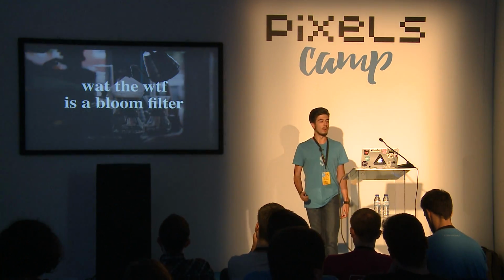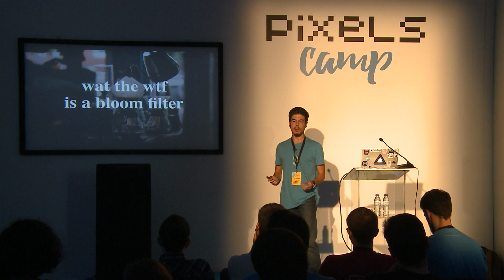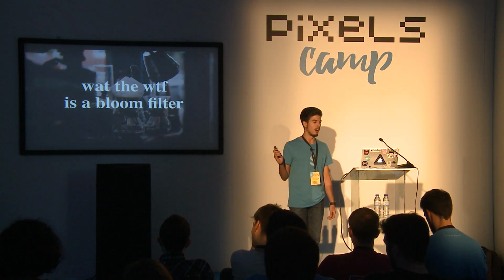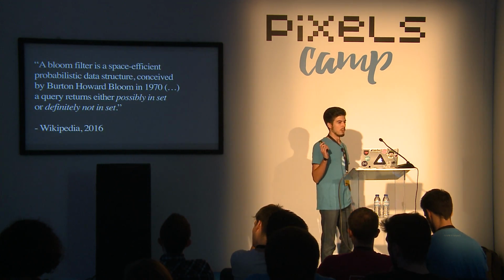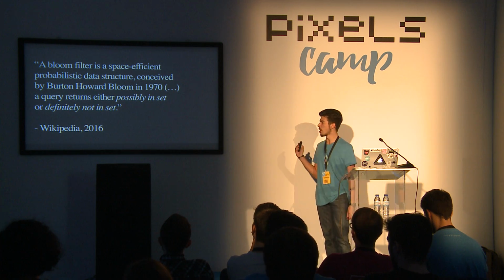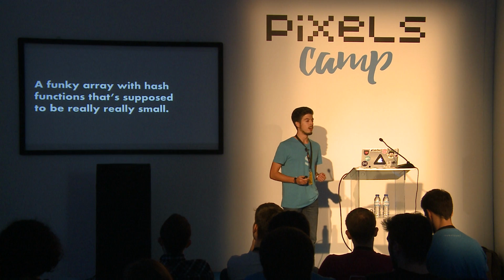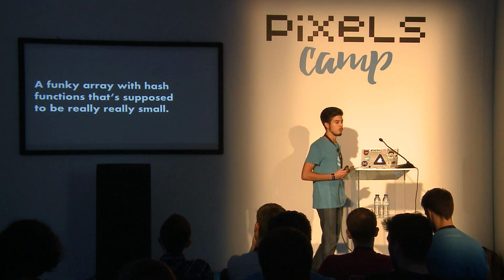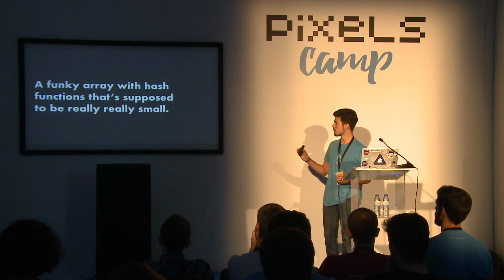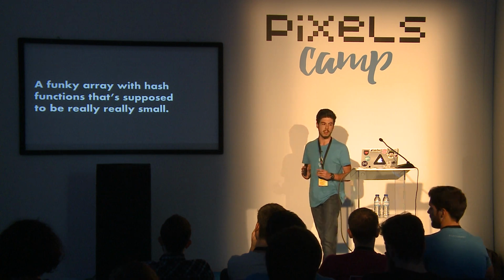Okay, so what's a bloom filter? If you go to Wikipedia, you're going to find something like this, which may seem a bit complicated. So let's go with the simplest definition, which is this one: a funky array with hash functions that's supposed to be really, really small. And I like to reinforce the small thing. It's supposed to be tiny.